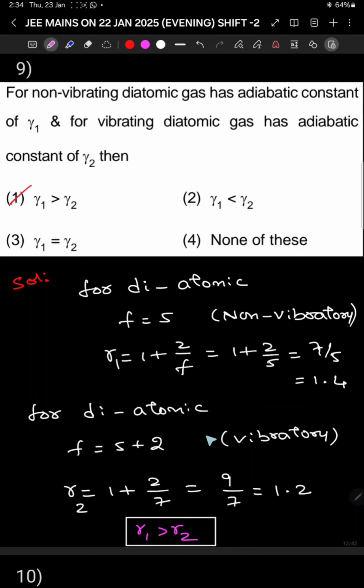In the second case they had mentioned it is a vibratory diatomic molecule. When it is vibrating, degrees of freedom will become 5 plus 2. 2 is the vibratory degrees of freedom. Then total degrees of freedom becomes 7. Substitute here to get gamma 2 value. From these values we can understand gamma 1 greater than gamma 2.